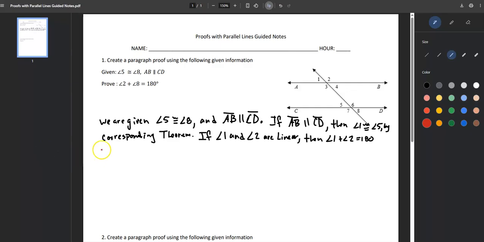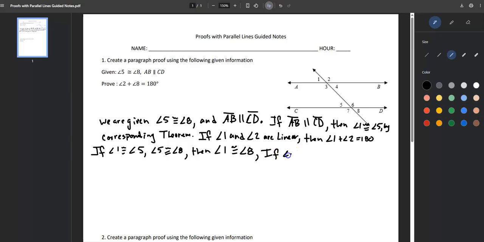So, again, I'm just going to put, this is how this is going to be. I'm going to put if, again, angle 1 is congruent to angle 5. Angle 5 is congruent to angle 8. Then I'm going to put angle 1 is congruent to angle 8 as well. And then we're going to put our last statement.